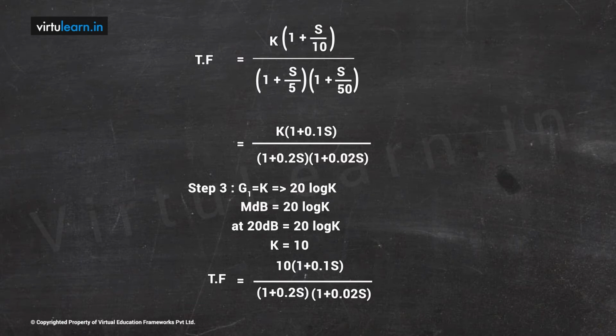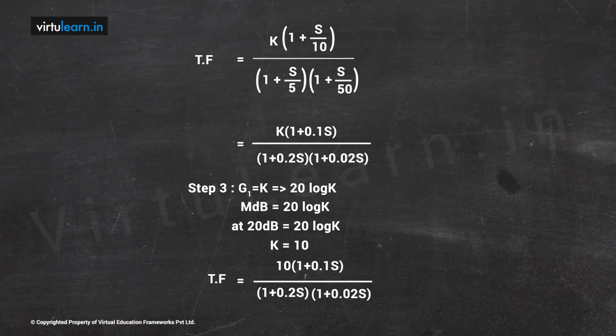The transfer function will be: k is the first term, then I have 1 plus s by 10 divided by 1 plus s by 5 into 1 plus s by 50. So this is the transfer function. In this transfer function I need to find what will be the k value. You can simplify later. To find the k value, I need to look at the initial slope and the first term.